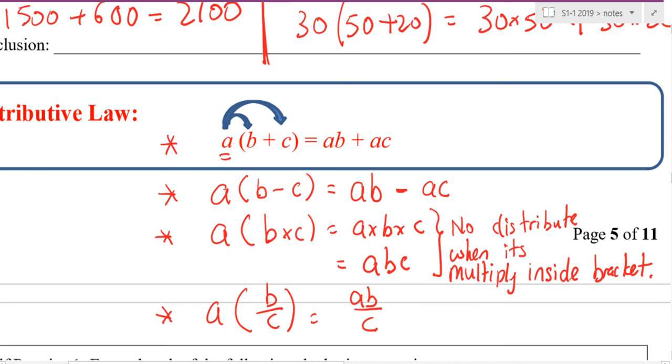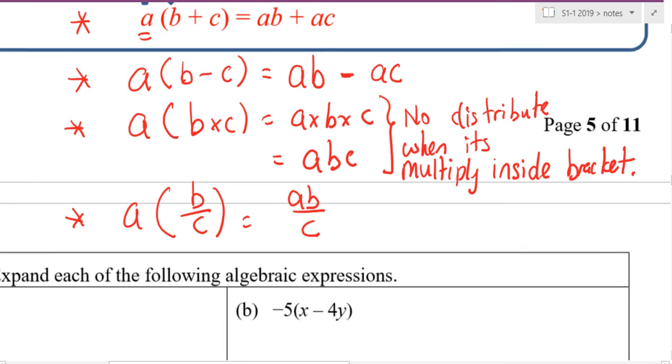Since you asked, I may as well tell you. For completeness, can you write down the fourth one? A times B over C. Again, this in between is divide. Do you distribute top and bottom? No. You just distribute to the top, because this is like multiply. So A times B, AB over C.